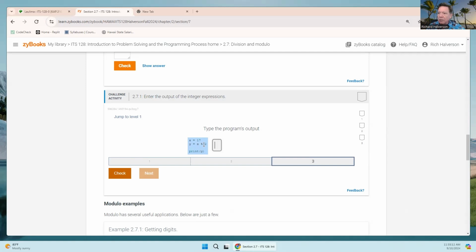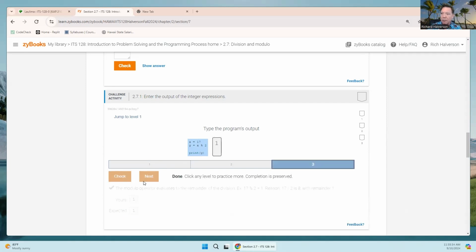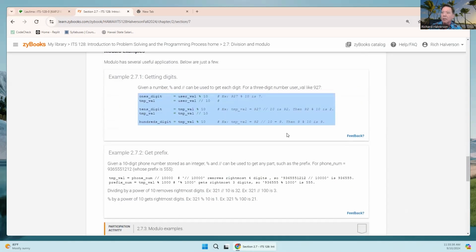So this one is 17 divided by 2. It's the same as 16 divided by 2 is 8, so it's 8 with a remainder of 1, because 8 times 2 is 16, and then there's one more. So this is the modulo operator. Here we just put the remainder, and the remainder is going to be 1. Press enter. That's correct. Okay, so that's that one.